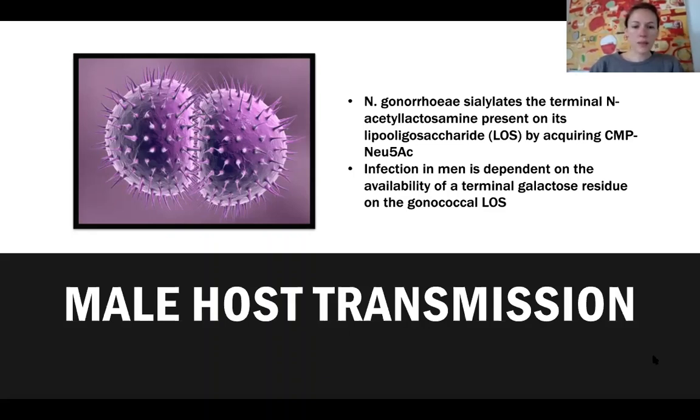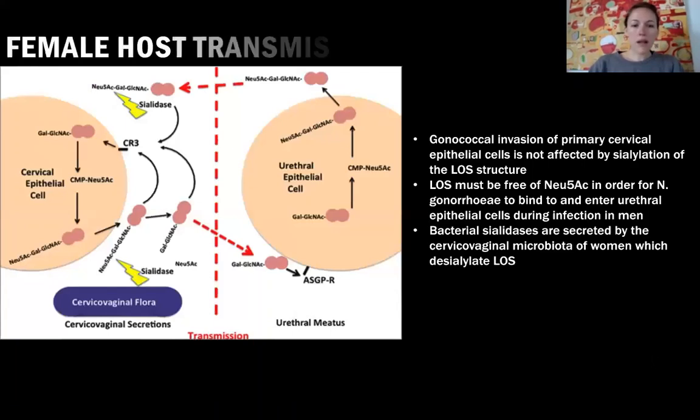Next slide, please. In contrast, gonococcal invasion of primary cervical epithelial cells is not affected by sialylation of the LOS structure. Thus, N-acetyllactosamine residues on the LOS must be free of Neu5Ac in order for N. gonorrhoeae to bind to and enter urethral epithelial cells during infection in men.